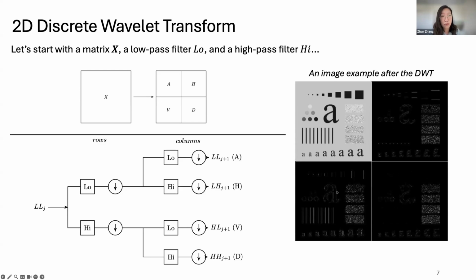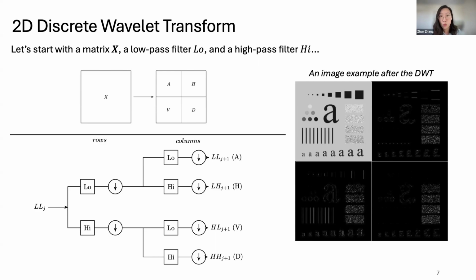Similarly, this matrix captures many vertical edges, as is our vertical detail matrix. And the lower right one captures most of the diagonal structures and the noise. Okay, so to summarize, a 2D discrete wavelet transform can do a pretty good job in separating the low frequency signals and high frequency signals from a given image.